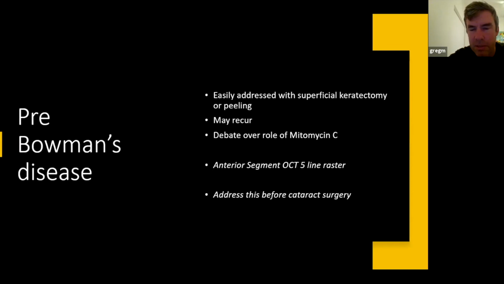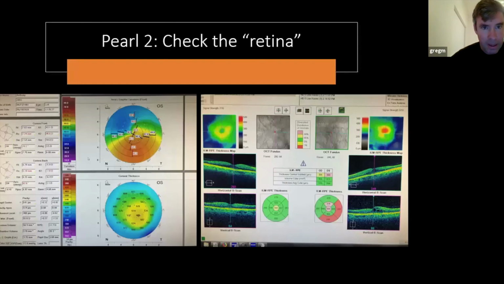come across your desk with a wildly irregular topography, but all of the pathology is pre-Bowman's, which is easily addressed with a superficial keratectomy, with a peeling or a wiping technique, and then allowing the cornea to reepithelialize can be all that patient will need.